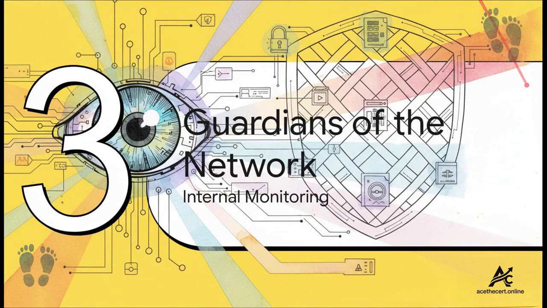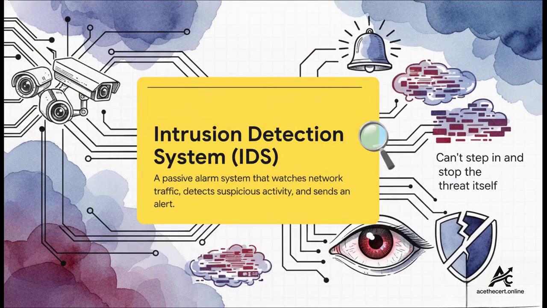Okay, so our perimeter is strong. The main gate is solid. But what if an attacker manages to get past it anyway? Well, now we need eyes and ears inside the campus. And this is where our internal guardians come into play: intrusion detection and prevention systems. First up, we've got the Intrusion Detection System, or IDS. This is basically our campus-wide network of security cameras. It sits out of band, which is just a fancy way of saying it watches a copy of the network traffic, not the live flow.